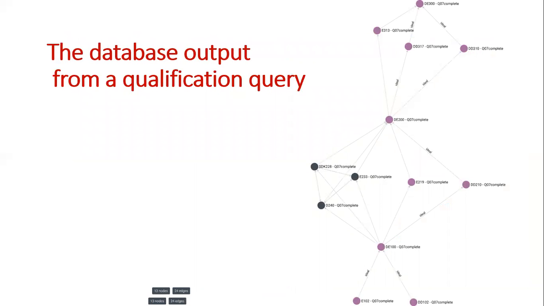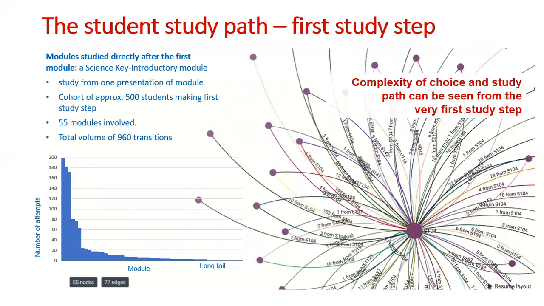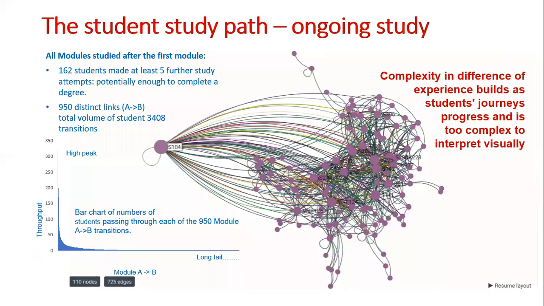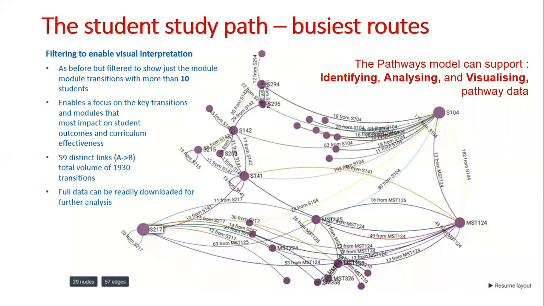So we can also do the same with program of study. And if we actually look at the real data and look at the study steps, we find it becomes very complex very quickly. If we look at enough study to cover a whole degree, it's visually impenetrable. So we can filter that down and just look at study jumps that have at least 10 students, and this becomes something that we can visually work with a little bit more.